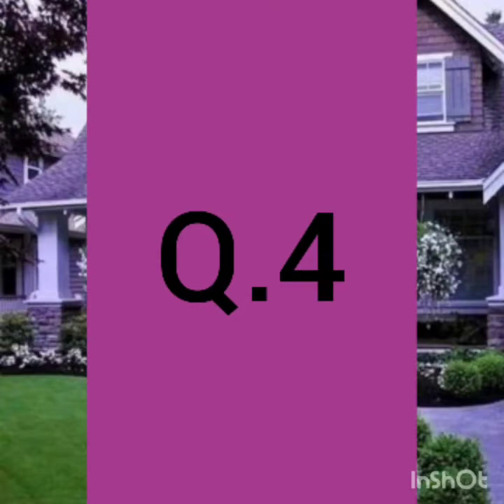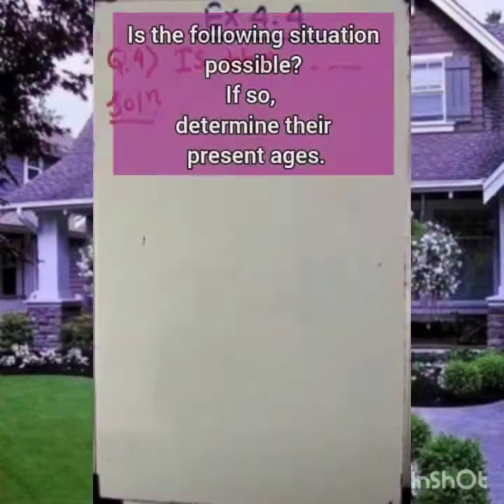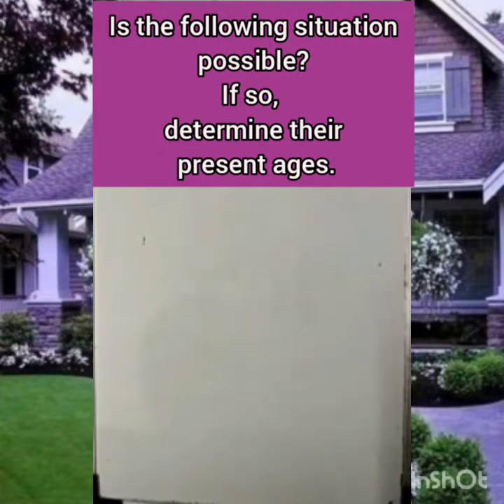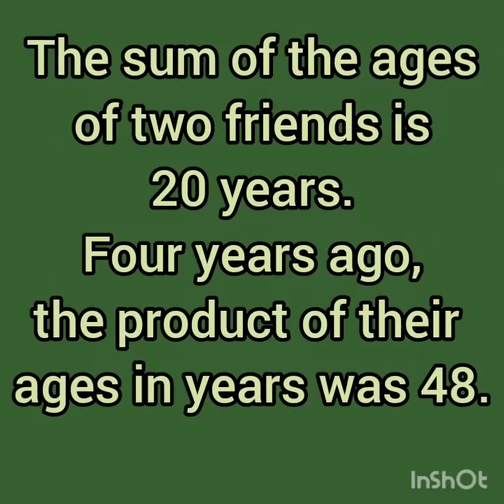So dear student, question number 4 we are given. Are the following situations possible? If so, determine their present ages. The question we are given is: the sum of the ages of two friends is 20 years. 4 years ago, the product of their ages in years was 48.